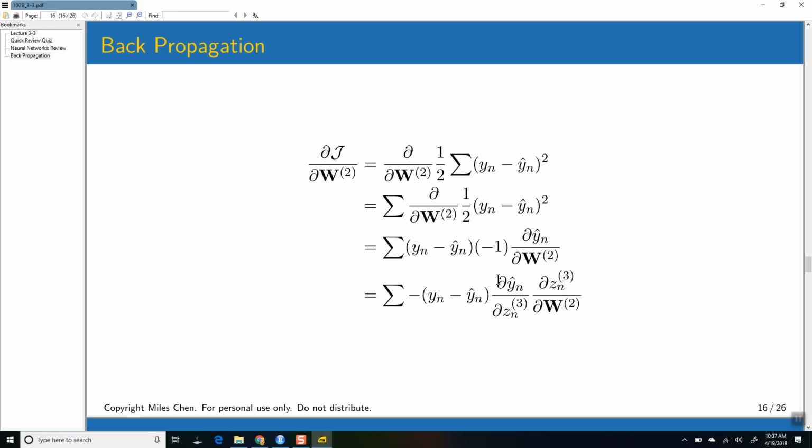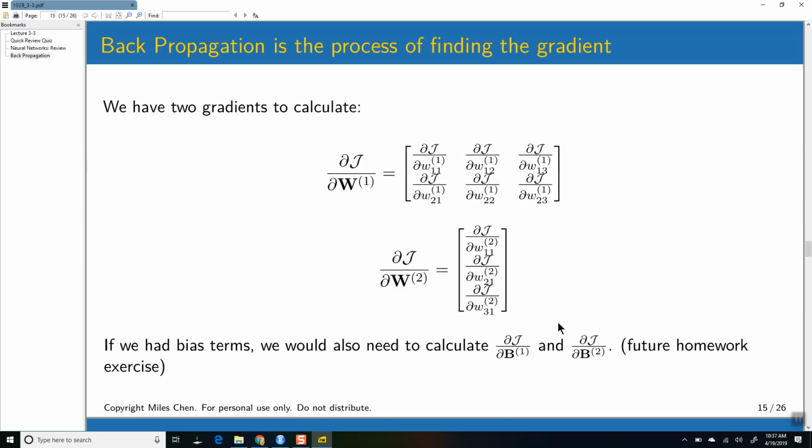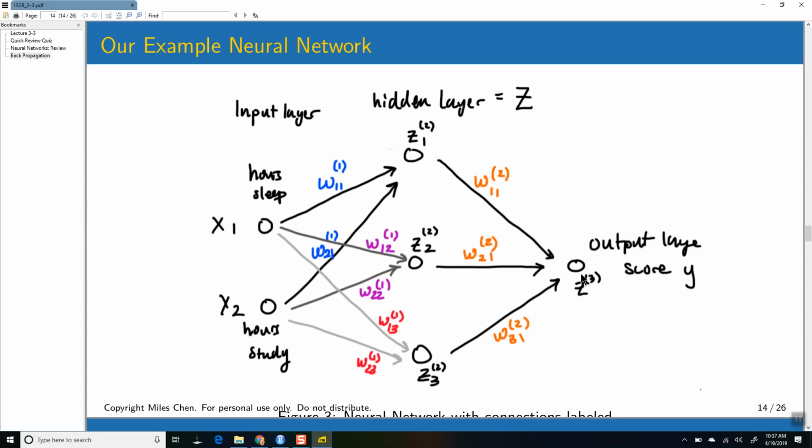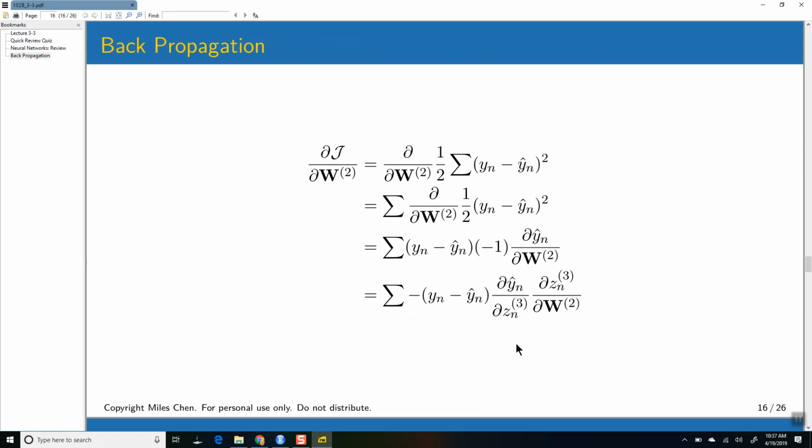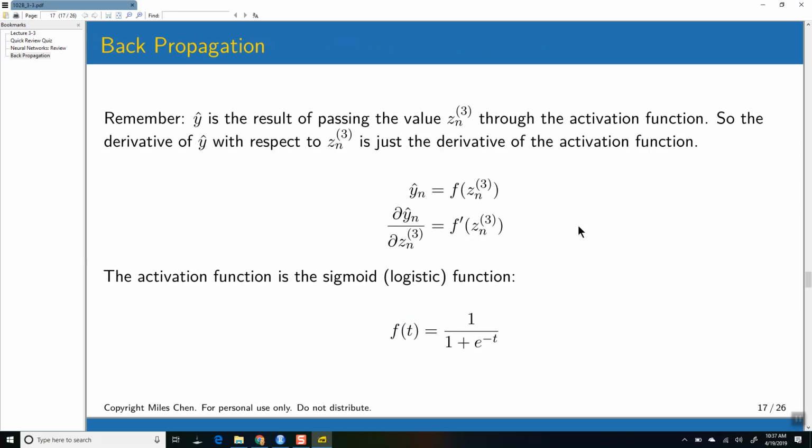Okay, so we're going to have the gradient of y hat with respect to z sub n, or not the gradient, the derivative of z sub n with respect to W2. So we've got the derivative of y hat sub n with respect to z sub n, at the third layer, and we've got z sub n with respect to W2, okay? So we're still at kind of this node. We've got the y hat coming out, and then before that, we've got kind of z sub n3 going in, okay?